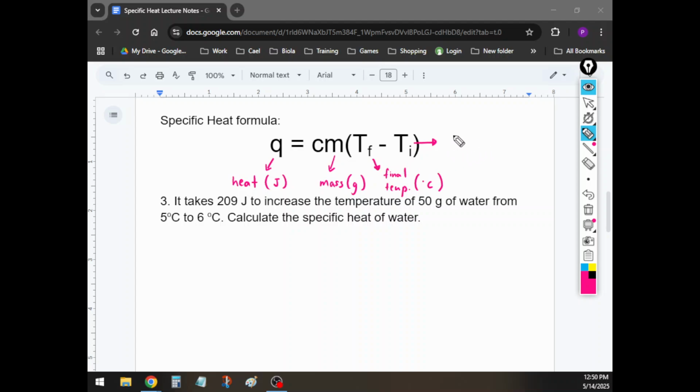All right, and then the TI is the initial temperature. So this is your starting temperature of your object. And same thing, we use degrees Celsius.